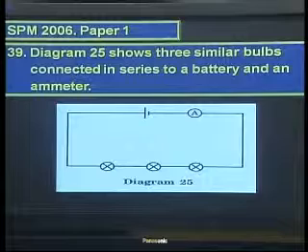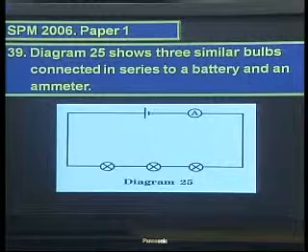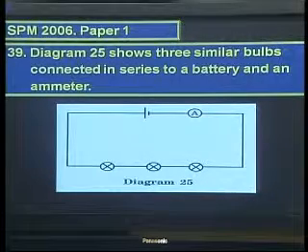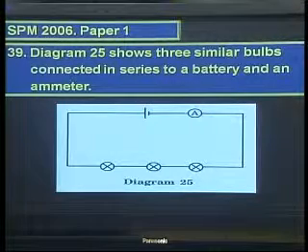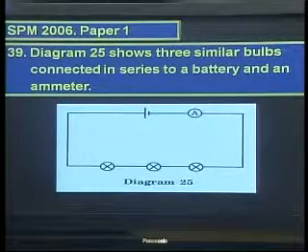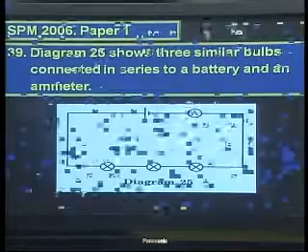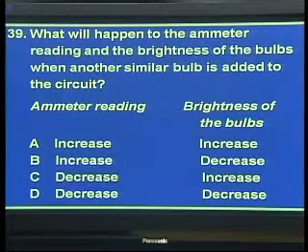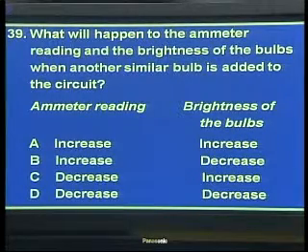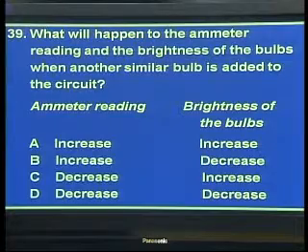Let us look at this past year examination question which says this. Diagram 25 shows three similar bulbs connected in series to a battery and an ammeter. And the question says this: what will happen to the ammeter reading and the brightness of the bulbs when another similar bulb is added to the circuit? Choose A, B, C or D.